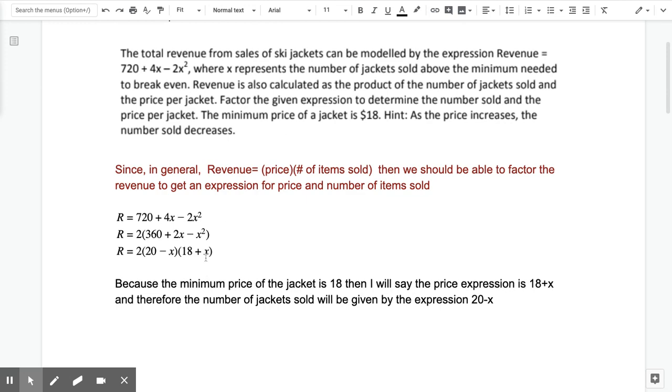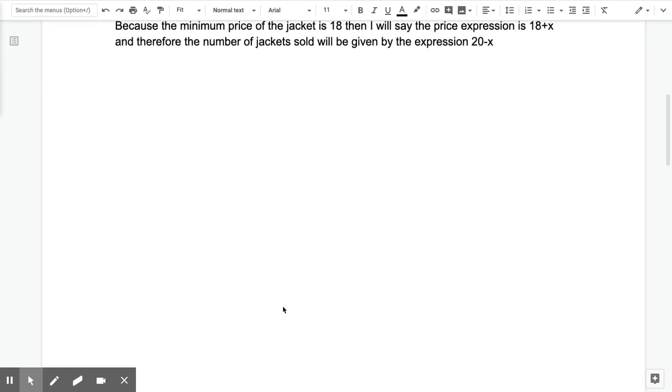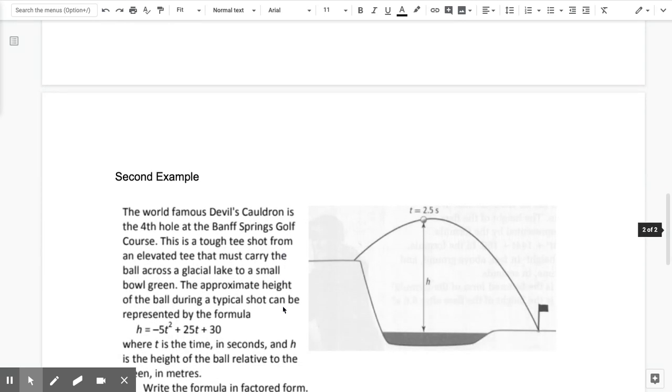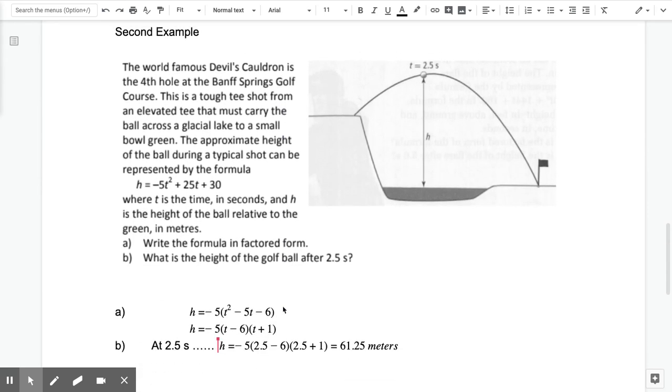Whoops, I got that the wrong way around. It says the minimum price is 18. So this is my expression for price, 18 plus x, and 20 minus x would be my expression for the number of jackets sold.